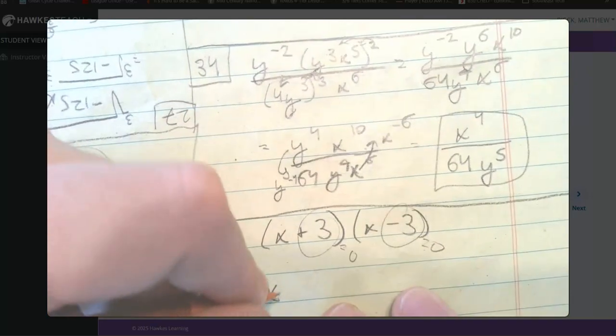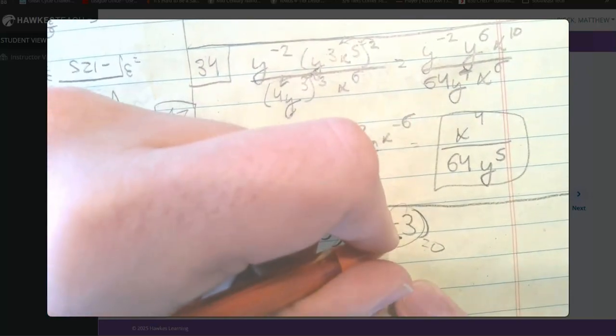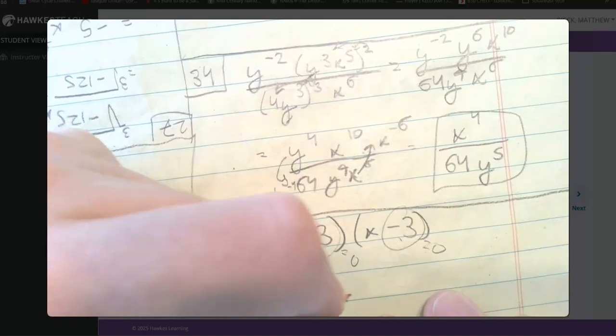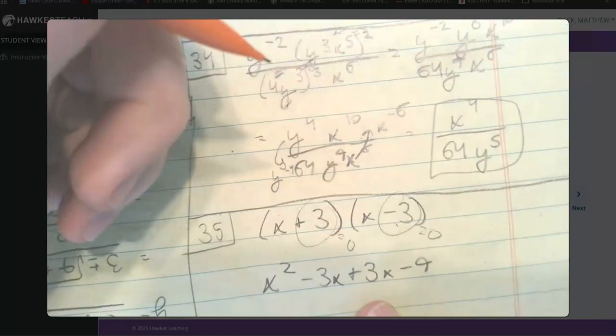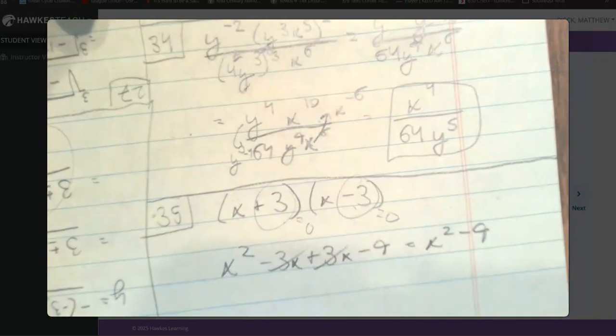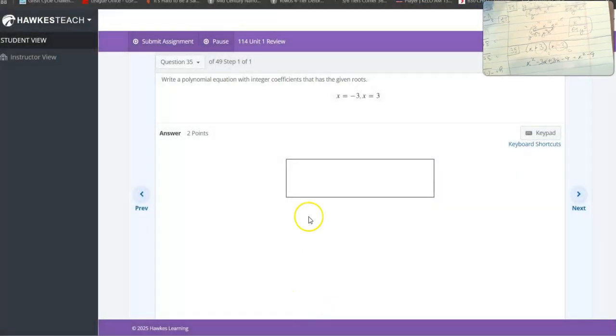So we have x times x, so that's going to be x squared minus 3x plus 3x minus 9. Here the -3x and the plus 3x will cancel out. So we're going to be left with x squared minus 9 as our polynomial equation here, and it equals 0. x squared minus 9 equals 0.